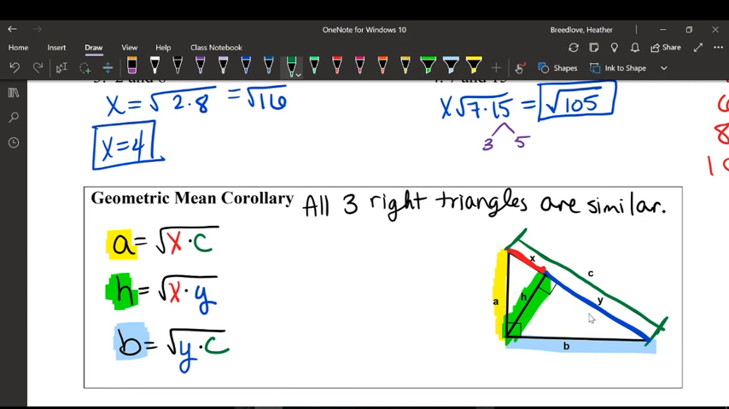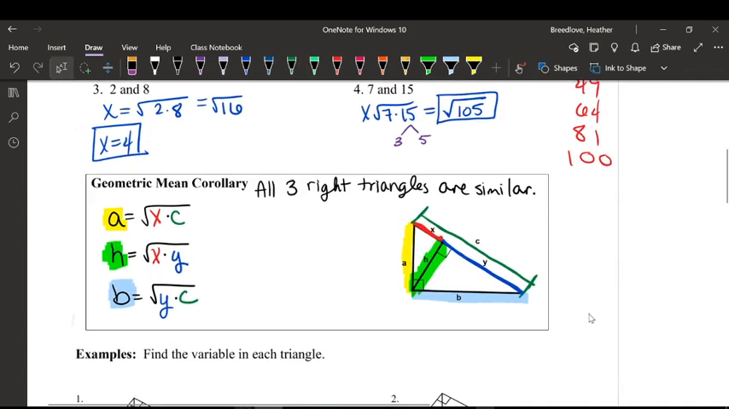Alright, so I'm going to have that triangle drawn on the board, or I actually have it already drawn on the board over there, and I'm not going to erase it. I'm going to leave that there. Hopefully that helps you. But this is what we're going to be looking at for geometric mean.